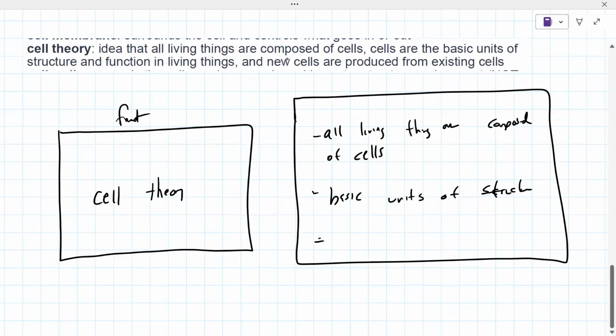Okay, the third thing here is that new cells are produced from existing cells. So I would tell you to make a note card where you put cell theory on the front, but on the back list this information.